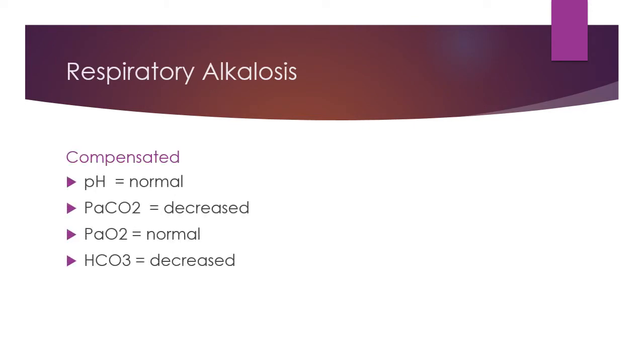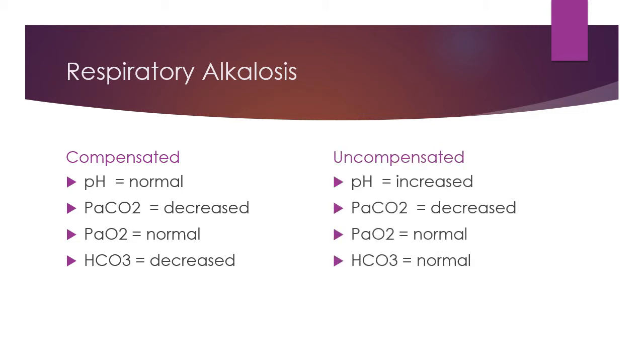Compensated respiratory alkalosis will include a pH being normal, the partial pressure carbon dioxide to be decreased, the partial pressure oxygen to be normal, and bicarbonate to be decreased. Now, uncompensated respiratory alkalosis will include a pH to be increased, partial pressure carbon dioxide to be decreased, partial pressure oxygen to be normal, and then bicarbonate to be normal.